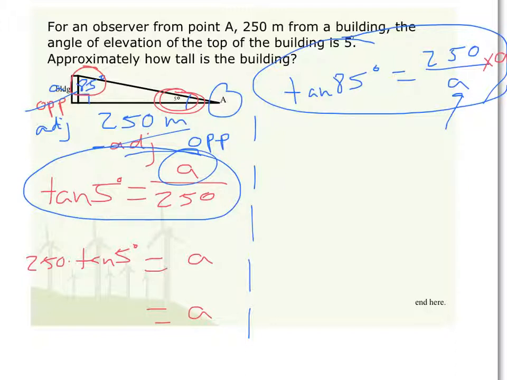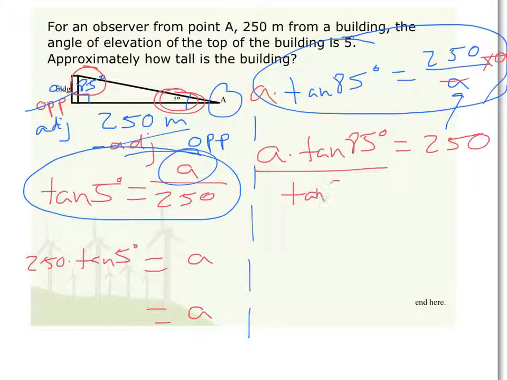The first step would be to multiply both sides by a. Before this was actually a number, now it's a variable. That gives me a times the tangent of 85 degrees equals 250. And notice that just multiplying both sides by a does not lead to a solution because a is not by itself. If the variable is on the bottom of the fraction, it requires a second step of solving. And that would be to divide by the tangent of 85 degrees. Now a is by itself.